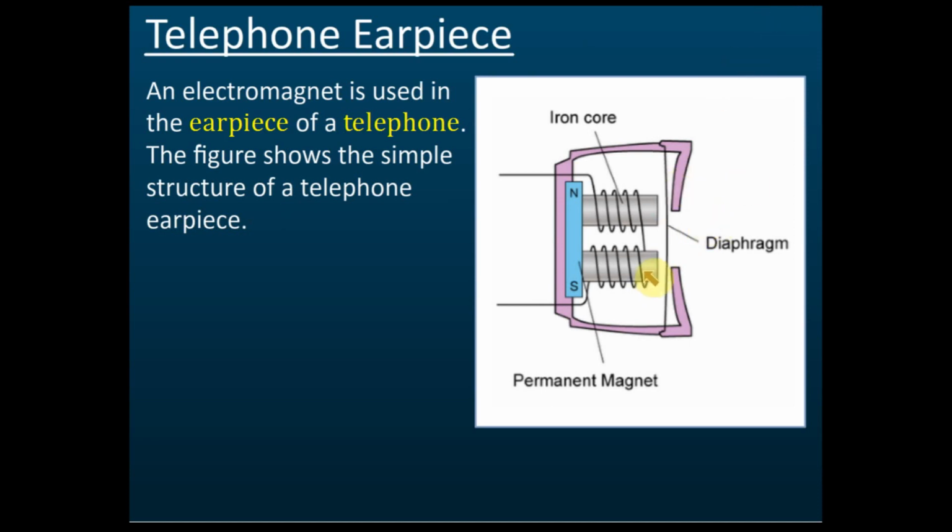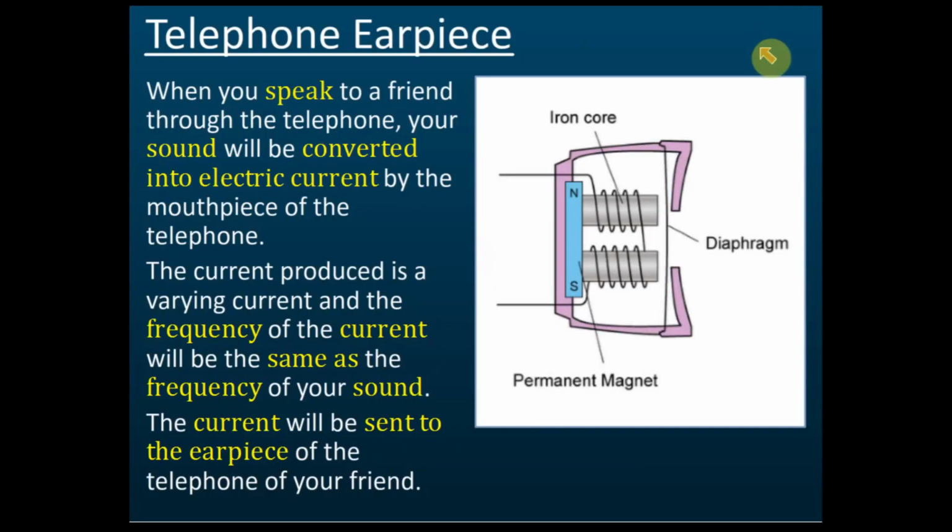The phone has an earpiece and a speaker. When he speaks, the speaker will convert the sound energy to electric current. That's called the mouthpiece of the telephone. These currents produced will increase or decrease according to the frequency of the sound.